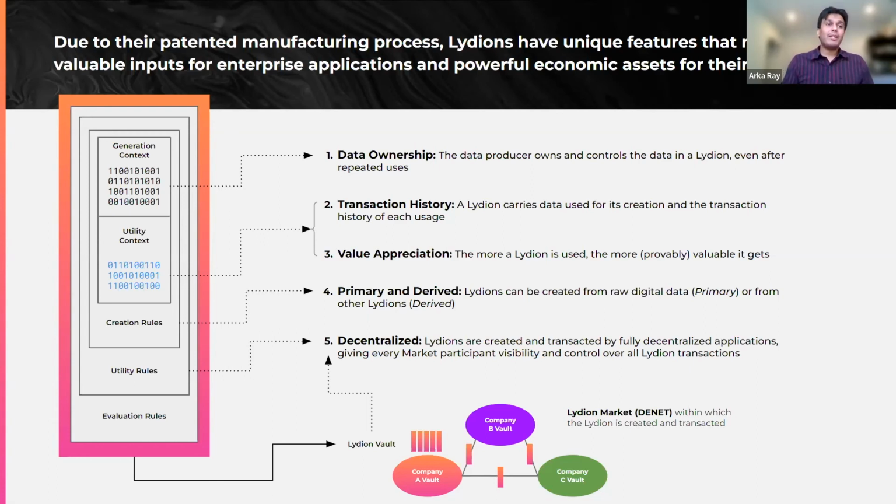And then you have the concept of where the Lydian can actually be created from. We know that Lydians can be created from raw data, but they can also be created from other Lydians that we call derived Lydians. And this is a key feature that makes the VBA contract solution work. And then finally, Lydians are created, used, and transacted by a fully decentralized application that gives every market participant visibility and input into the validity of every single Lydian transaction.